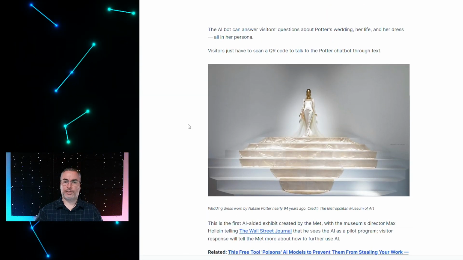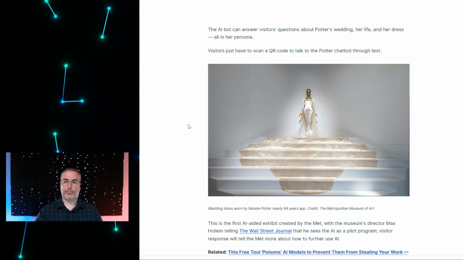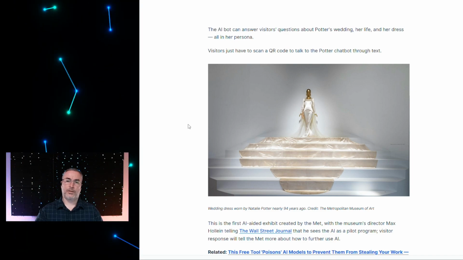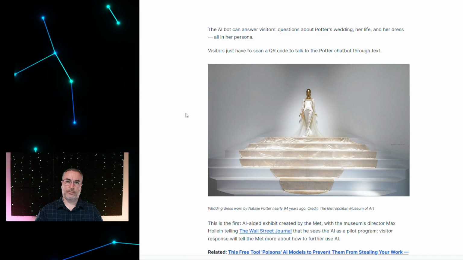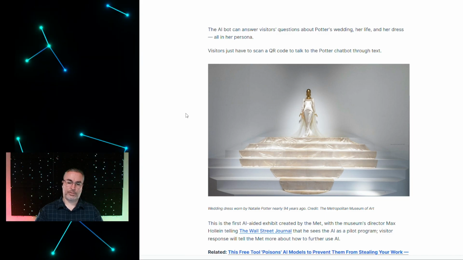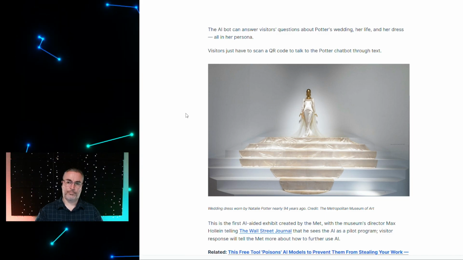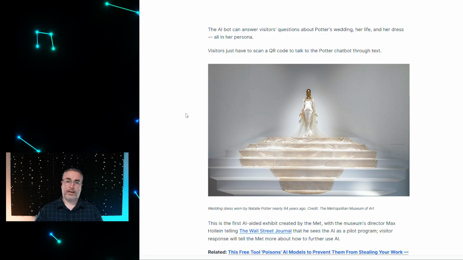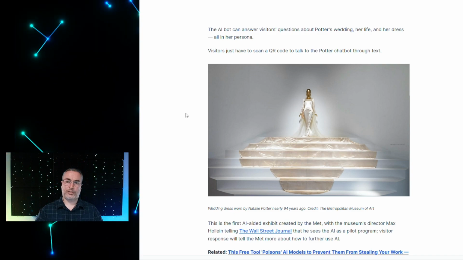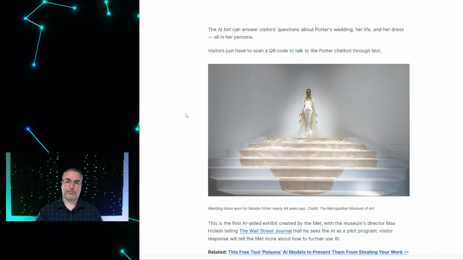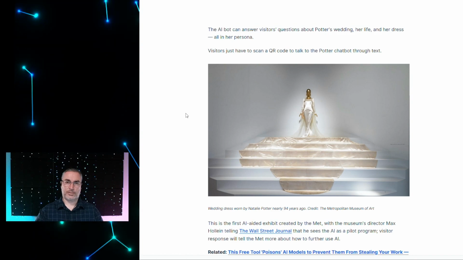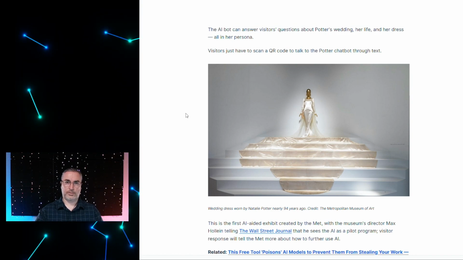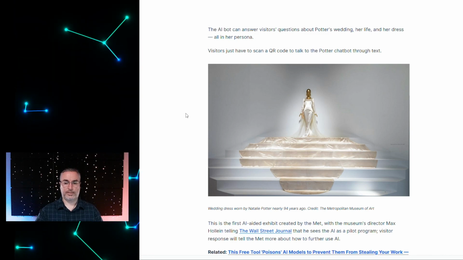And visitors just had to scan a QR code to talk with the Potter chatbot through text. So it wasn't spoken. And that was the dress that they wore. The AI chatbot answered visitor questions about Potter's wedding, her life, and her dress, all in her persona, based on recordings and documentation of her personality.